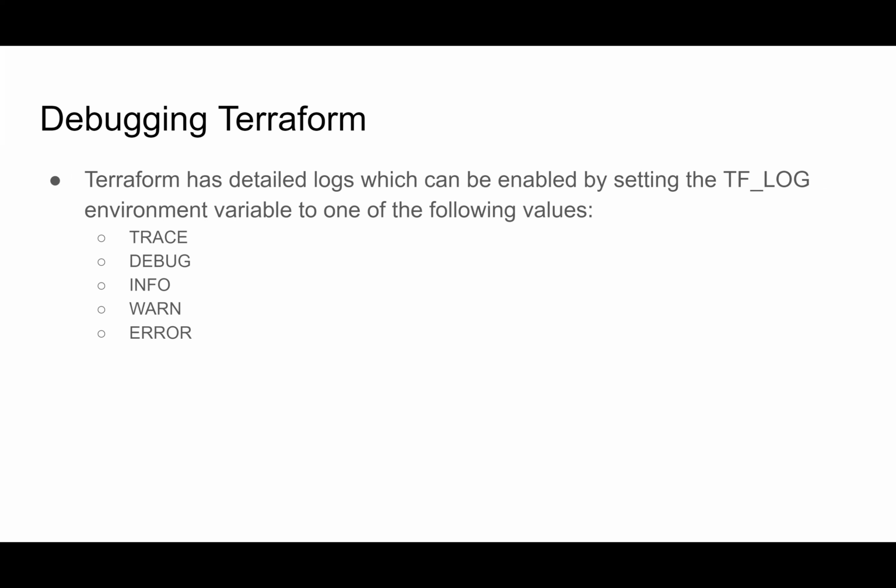If you want to run Terraform and debug it, we can actually use the environment variable TF_LOG. Terraform has detailed logs, which can be enabled by setting the TF_LOG environment variable to one of the following values. Typically, trace is incredibly detailed, debug is very detailed, info is probably enough to understand what's really going on. And then you could use warn to catch warnings or error to catch errors.